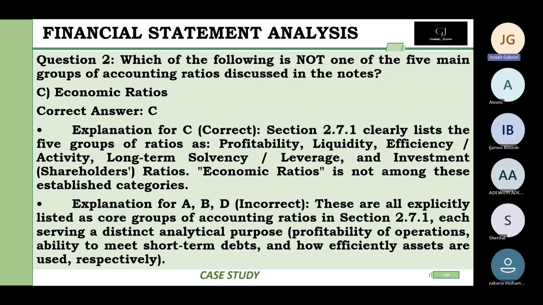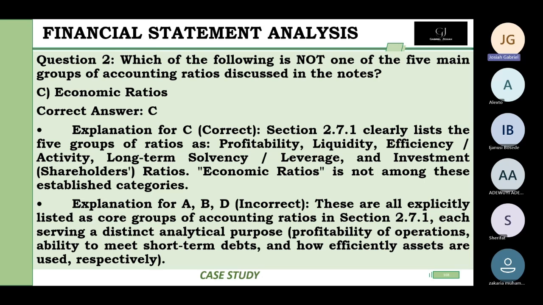Number 2, which of the following is not one of the main 5 groups of accounting ratios discussed? And the answer is C. The explanation clearly lists 5 groups: profitability, liquidity, efficiency or activity, long-term solvency or leverage, and investment or shareholders ratios. So economic ratios is not among these categories.